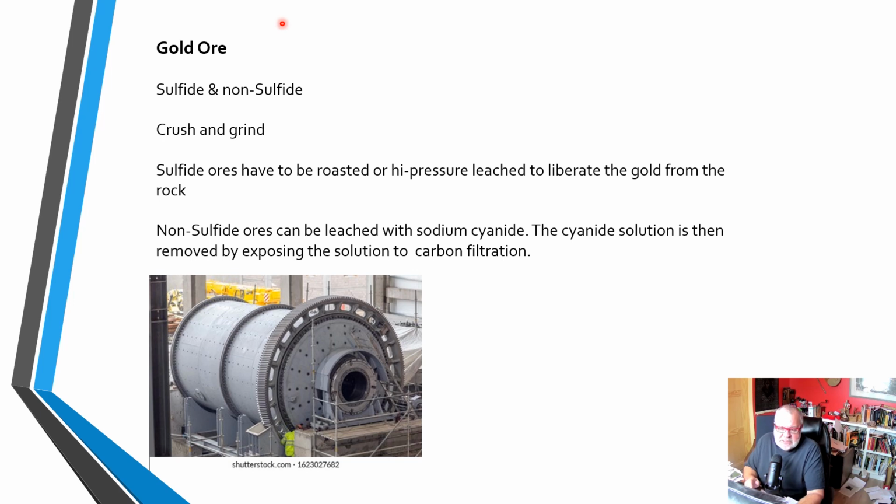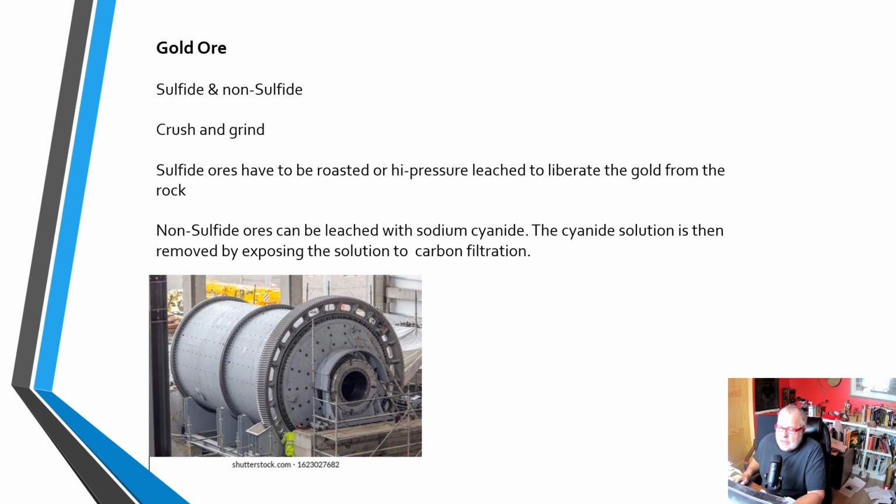If you're dealing with non-sulfide ores, you're going to crush them, grind them very fine, and you're going to leach them with a poisonous solution then of sodium cyanide. And after you have exposed the ground up rock to the sodium cyanide, the gold is going to dissolve in that solution. You're then going to run that solution through some carbon filtration, and the gold will come out of solution thanks to the carbon filter media, and that's called the carbon in pulp process. So two basic ways of recovering the stuff.